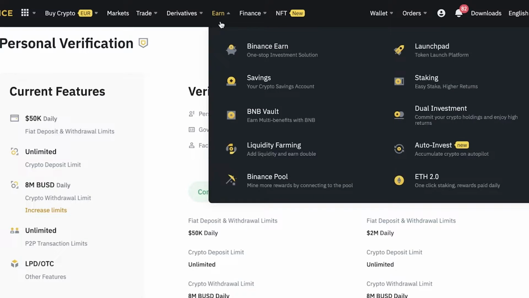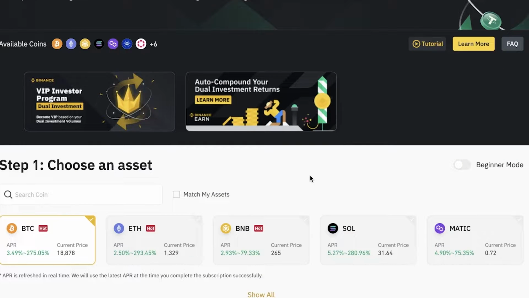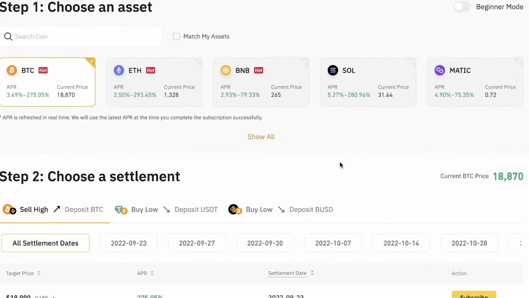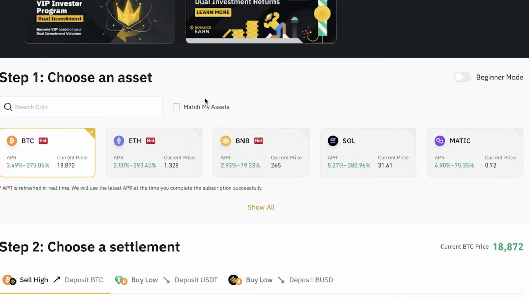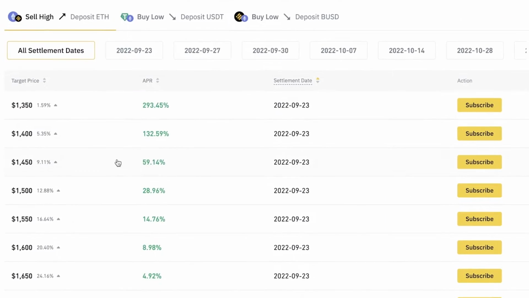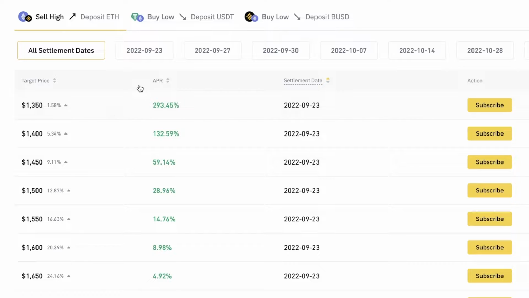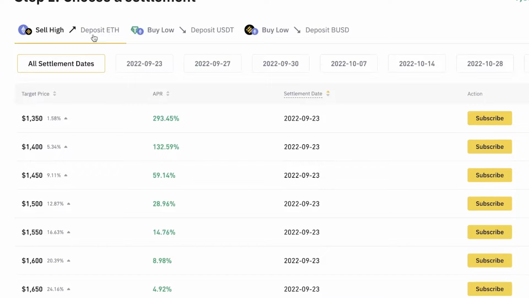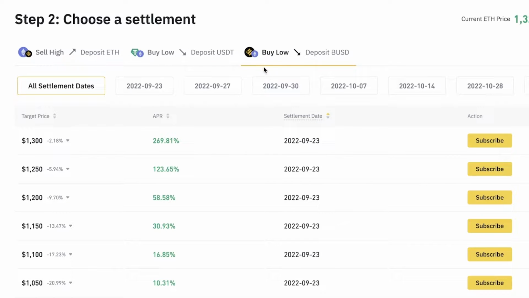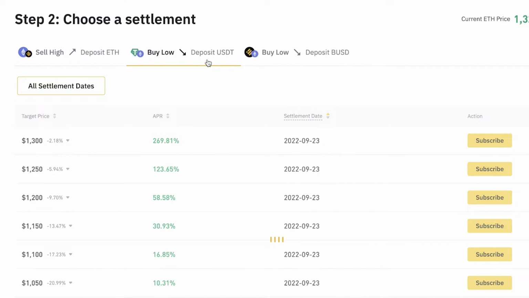Now you can go into the Earn section of Binance and click on Dual Investment. Once you click on Dual Investment over here, you need to understand that Dual Investment also has risks. First up, you need to choose an asset. This is going to be the asset that you currently possess. Let's say we want to do it with Ethereum. And once you choose Ethereum, you can choose a specific target price at a specific date. So you can choose whether you want to sell high or buy low, like this, with deposited BUSD or deposited USDT.